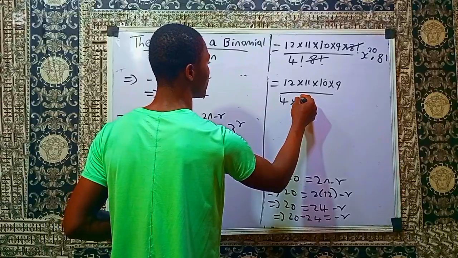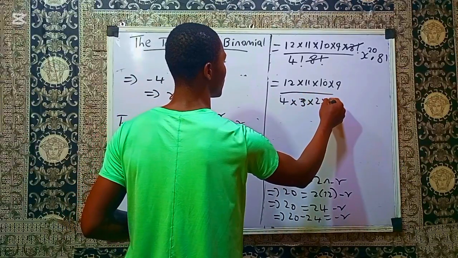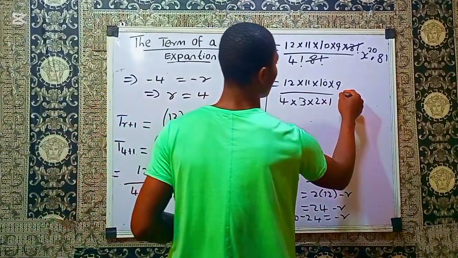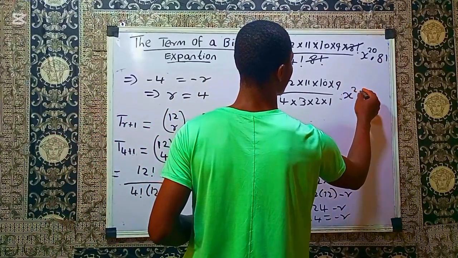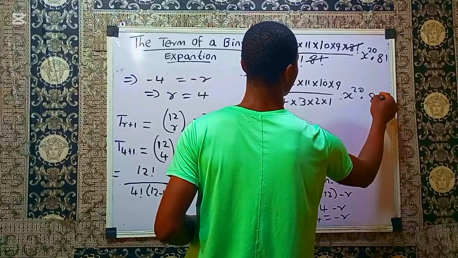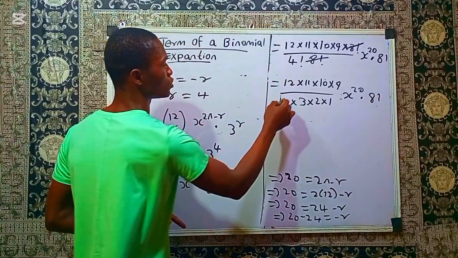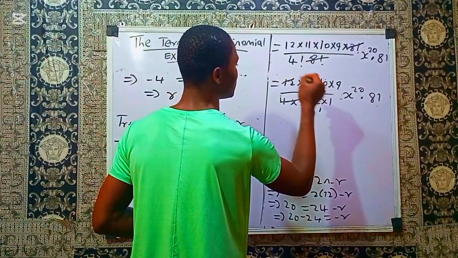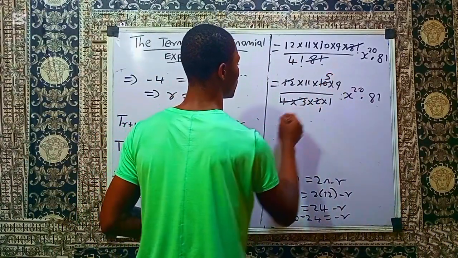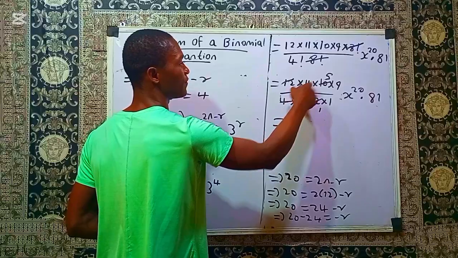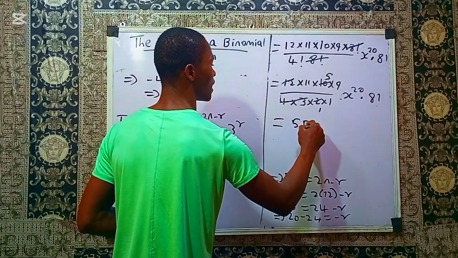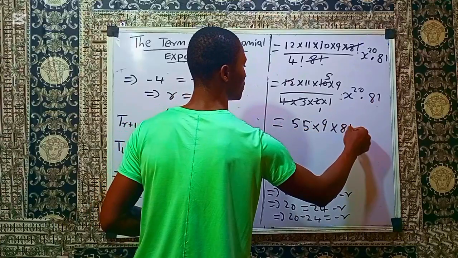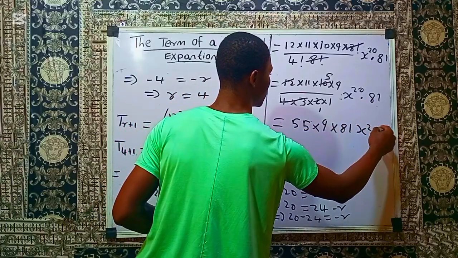4 factorial is 4 times 3 times 2 times 1, so you are expanding 4 down to 1. Then multiply by x raised to power 20 multiplied by 81. So 4 times 3 is 12. That will cancel this 12. And 2 can divide 2, 1. 2 divide 10, I have 5. So in the simplification, we have 11 times 5, which is 55, times 9, times 81 here. Then x raised to power 20.